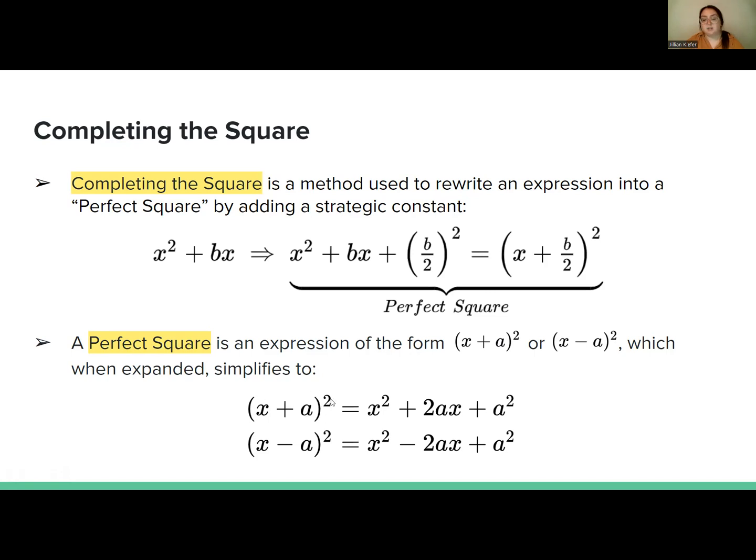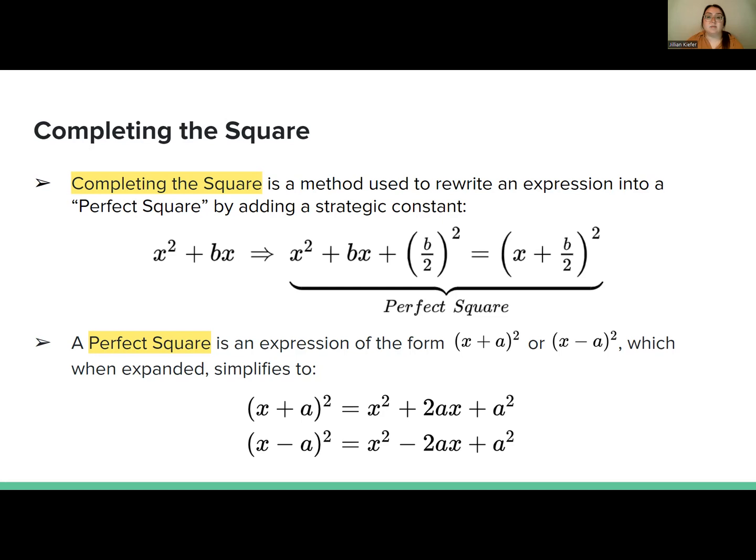(x + a)² simplifies to x² + 2ax + a². So this is what it multiplies out to be. Then we also have (x − a)² simplifies to x² − 2ax + a². So these are just the forms and the formats that they use.